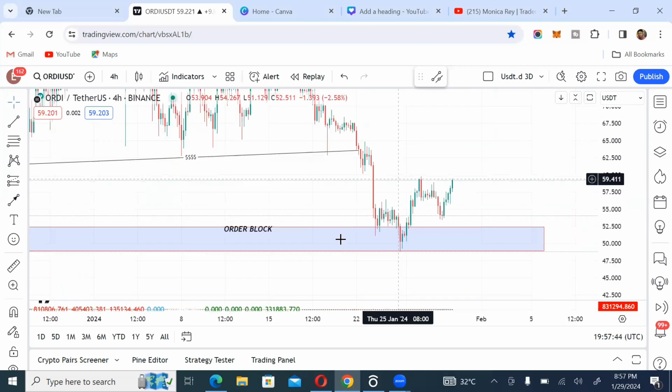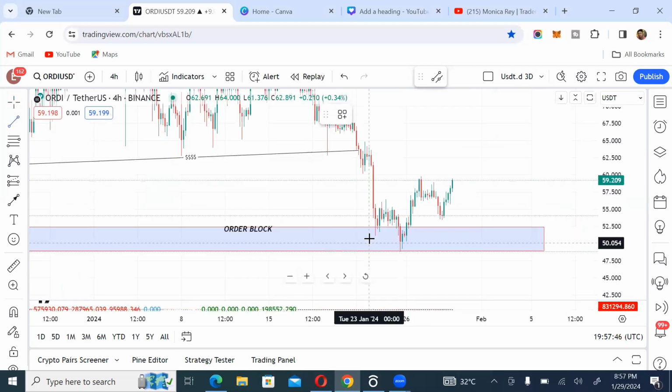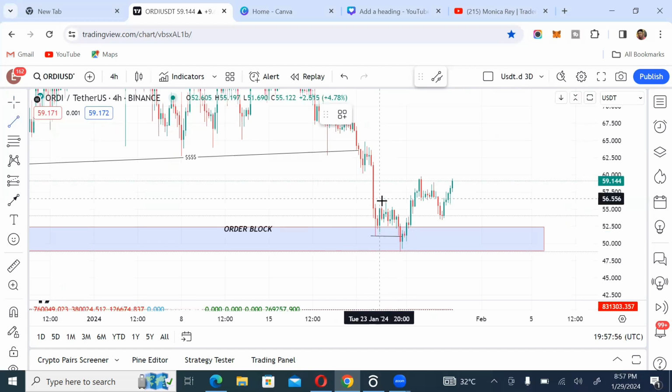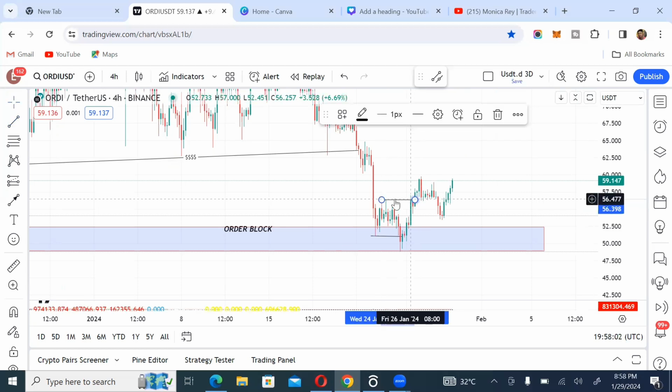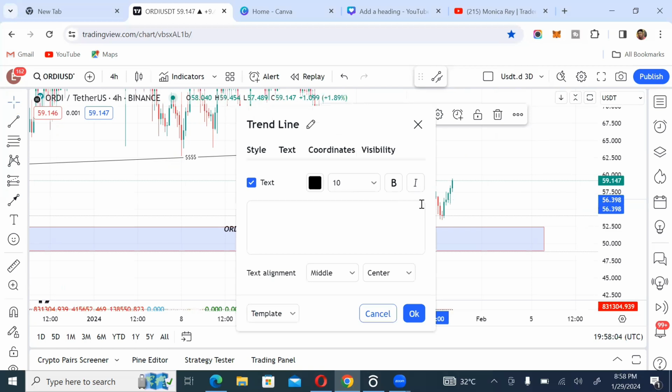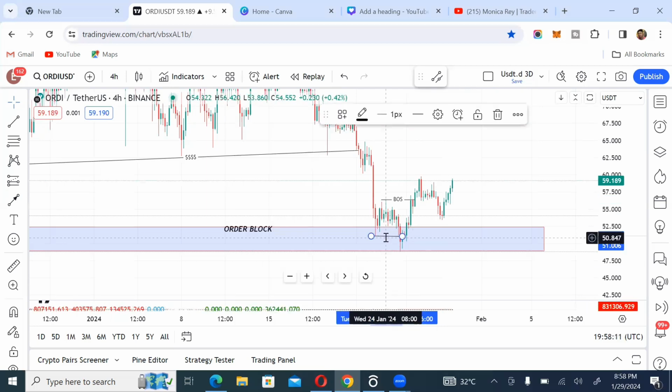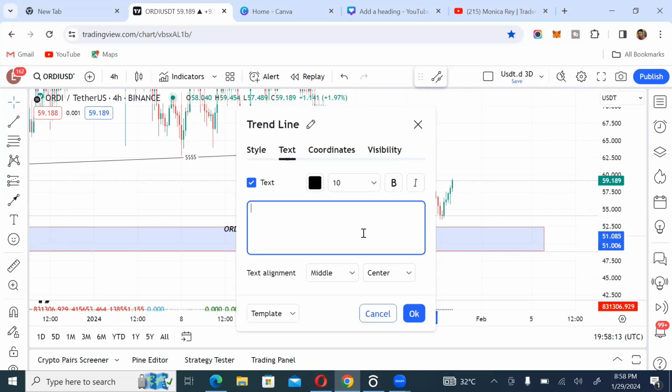Now, you can see how price swept liquidity from here and made a break of structure. Can you see this? Made a break of structure. So we're going to call this BOS. And we're going to put our liquidity somewhere around here.